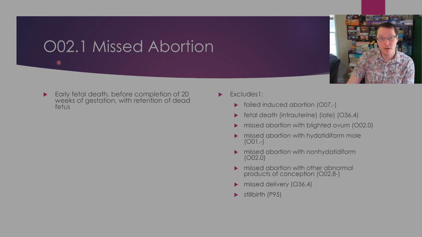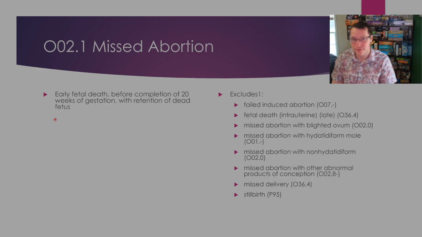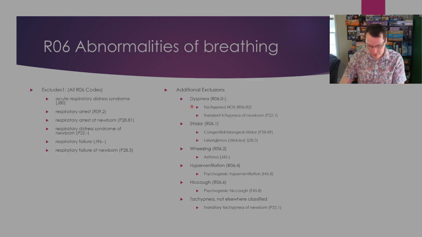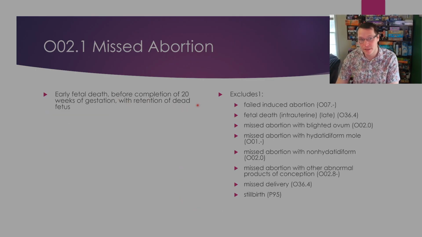Missed abortion code O02.1. Just want to point out very quickly that this code is only valid for the first 20 weeks. Use different codes if you are past that. And it is only usable when there's retention of the dead fetus. You do see that quite frequently, where people will use it instead for other things. It has a lot of different exclusions here, where it's going to be excluded by other missed abortion codes, because that's why you have to use the most appropriate one.